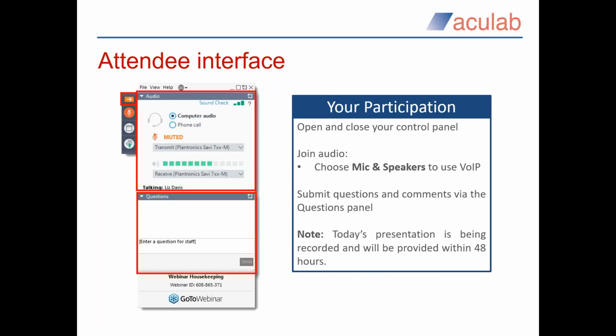This is a close-up of the control panel. This will collapse automatically when not in use. But if you do want to keep it open, you can click the View menu and then uncheck the Auto Hide Control Panel option. We'd love to hear your questions, so you will have the opportunity to submit text questions to today's presenters by typing them into the box at the bottom of the control panel.